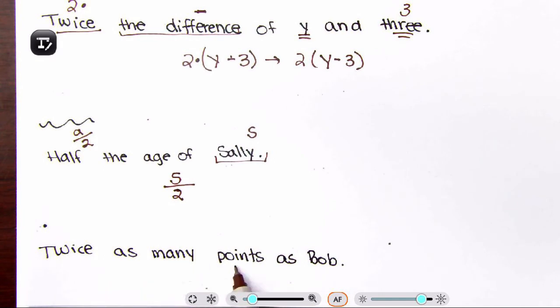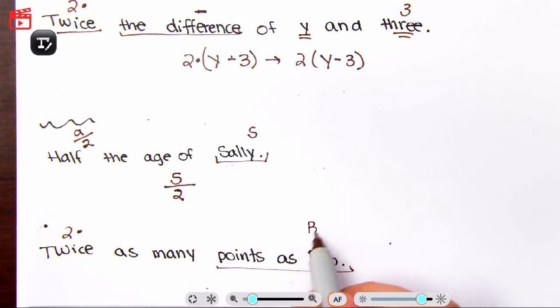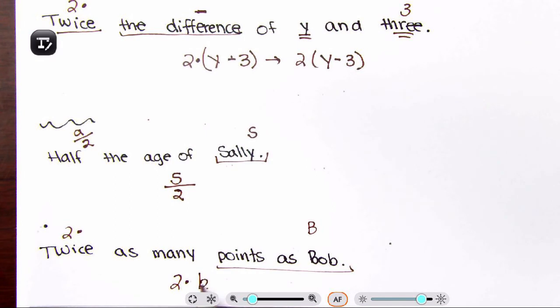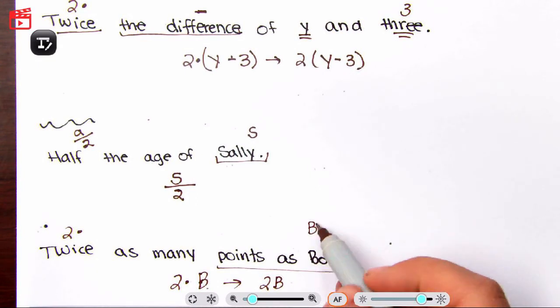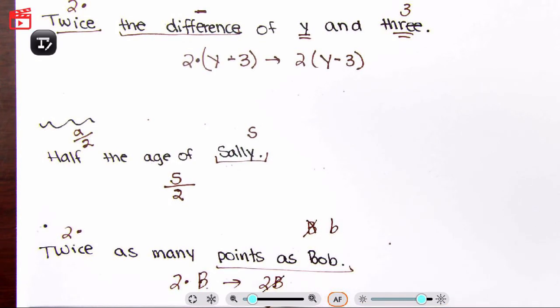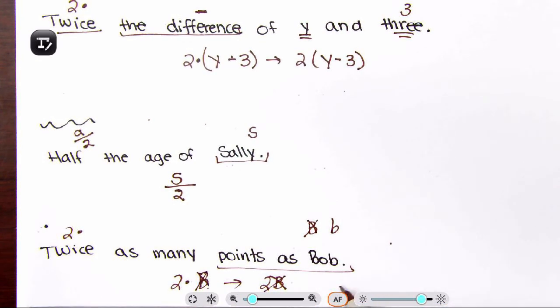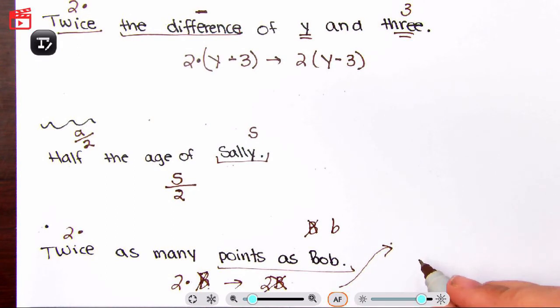Twice as many points as Bob. So I know twice is 2 times. Do we know how many points Bob has? No. So I'm going to say Bob is B. So I have twice as many points as Bob. So do I need that little dot? No. Mathematicians are lazy, and you can do that. Now here's the thing, variables are usually written lowercase, so I'm going to go ahead and change that to a lowercase b. The reason I put a capital is because Bob is a person, but in math we want variables to be lowercase.